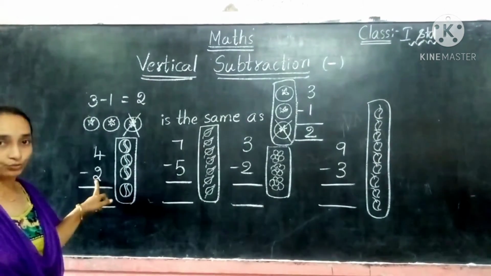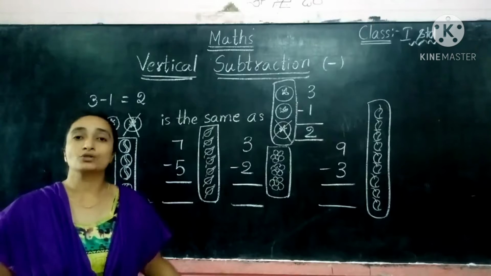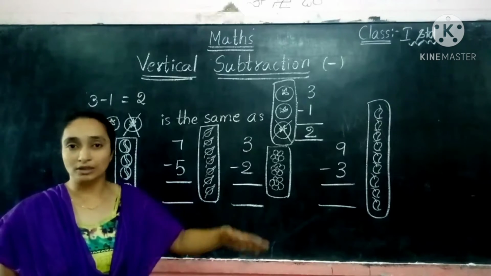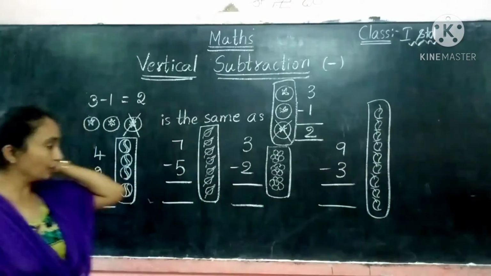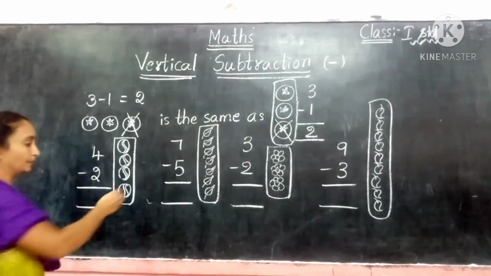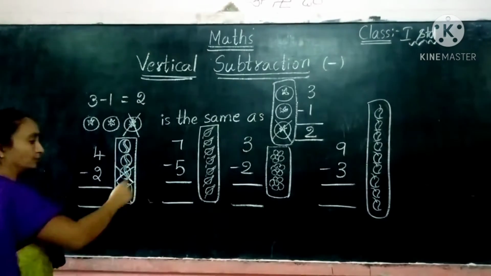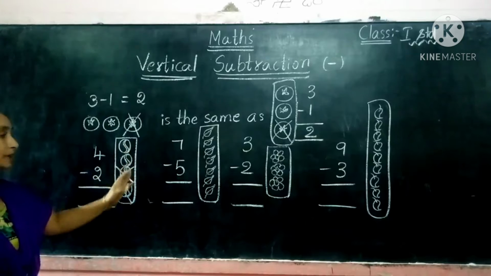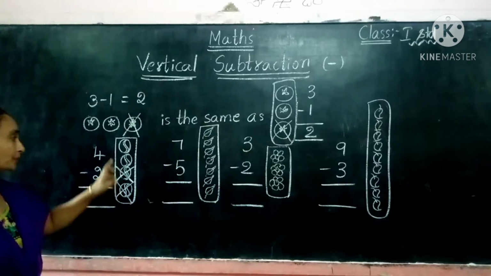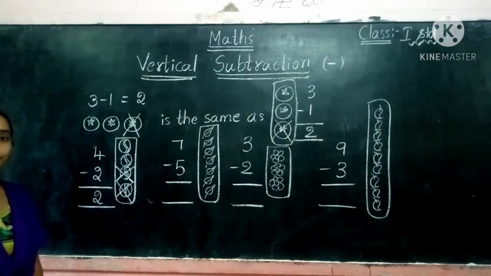Now minus 2. Minus 2 means how many do we have to take out? We have to take out 2. The 2 balls we should remove, so we have to cross them out. 1, 2. 2 balls are crossed out. Now how many balls are remaining? 1, 2. So 2 is the answer.